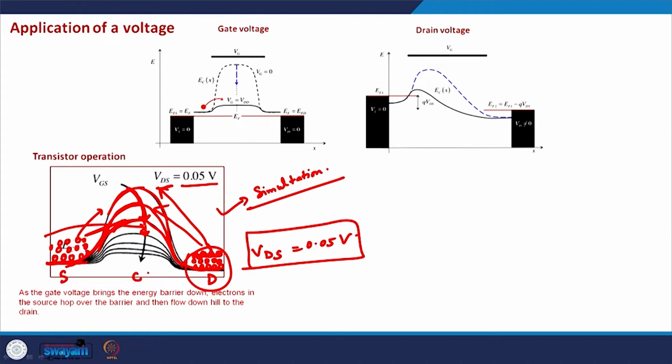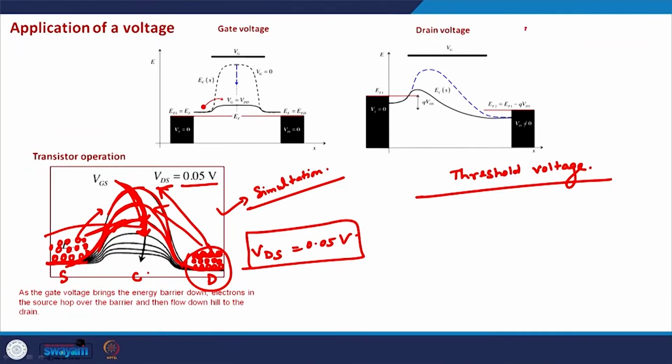So as you can see, only after a certain gate voltage does a significant current start in the device, and that gate voltage is known as the threshold voltage. Before the threshold voltage, if the gate voltage is less than the threshold voltage, the current is very small.